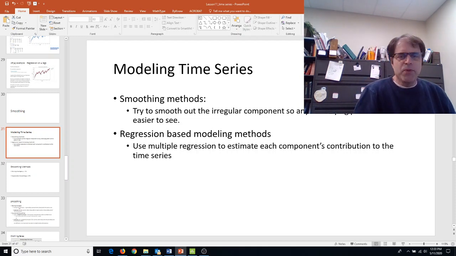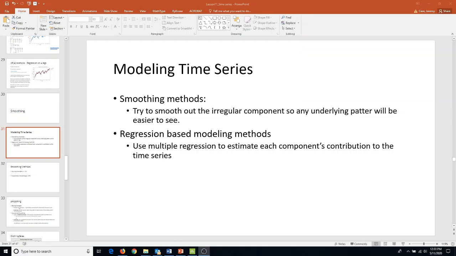Here we try to smooth out the irregular components so that the underlying pattern will be easier to see. And regression-based models use multiple regression to estimate each component's contribution to the time series. Both, and that step of autoregression, help us determine which one we want to do.